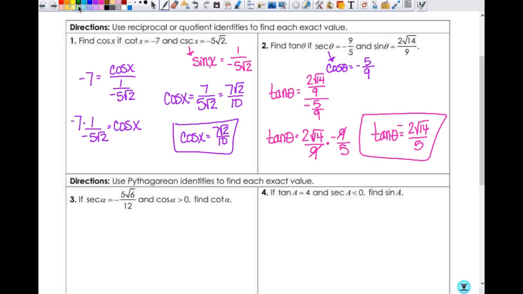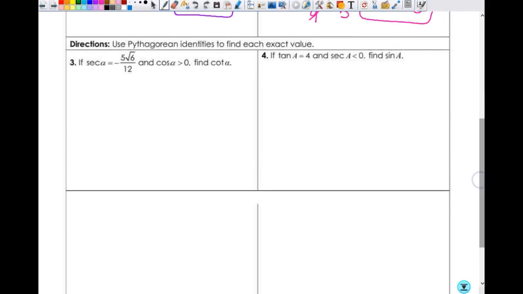All right, number 3, directions are important here as well. It says, use Pythagorean identities to find each exact value. So I have the secant, and I want the cotangent. Well, I'm going to have to use the secant here, or I could make that into cosine, but that's not going to help me. So secant, I have an identity that says tangent squared alpha plus 1 equals secant squared. So I'm going to go with that.